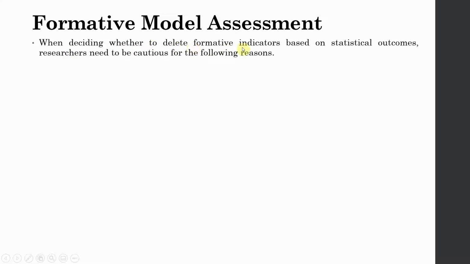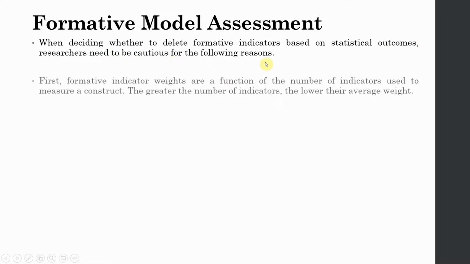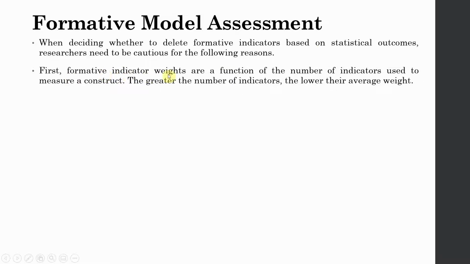Now we have tested the collinearity statistics, we have assessed the indicators for collinearity, and we have assessed the indicators for indicator weights and loadings. Now what are the conditions under which we delete an indicator from a formative model? When deciding whether to delete formative indicators based on statistical outcomes, researchers need to be cautious for the following reasons. First, formative indicators' weights are a function of the number of indicators used to measure a construct. The greater the number of indicators, the lower their average weight. So they are inversely proportional.